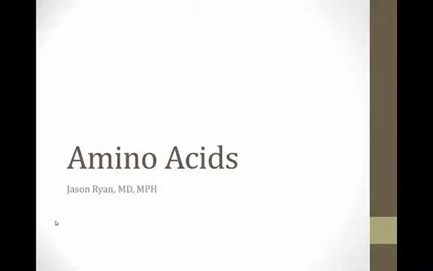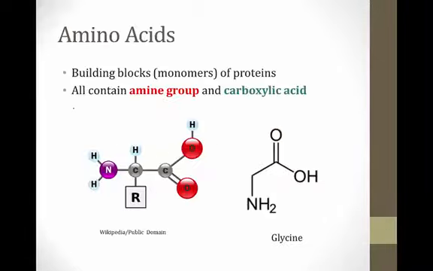Everyone, and welcome to our module on amino acids. Amino acids are the building blocks of proteins. Proteins are polymers made up of monomers of amino acids. And every amino acid contains two important groups. One is called an amine group and one is called a carboxylic acid.